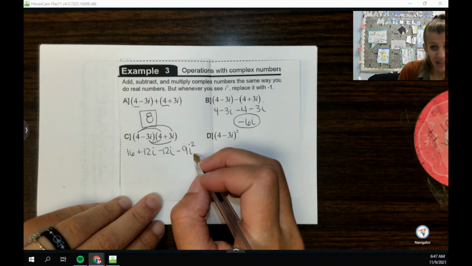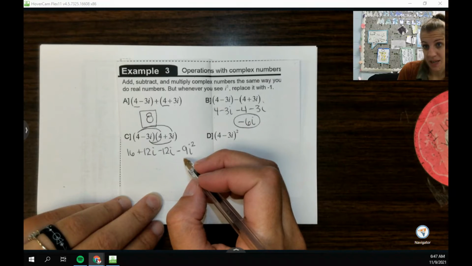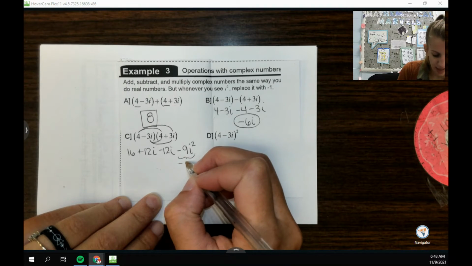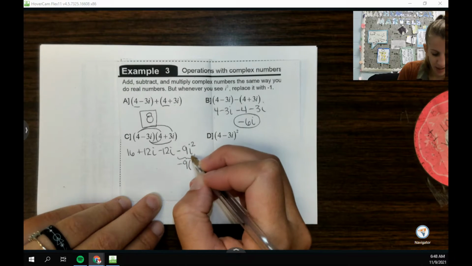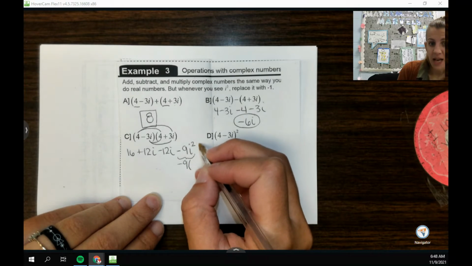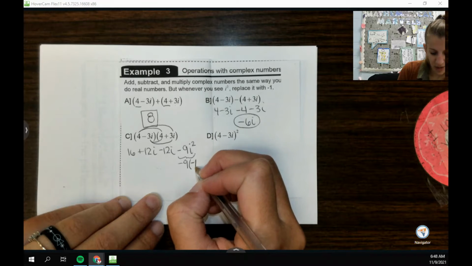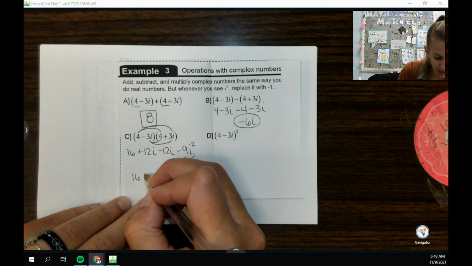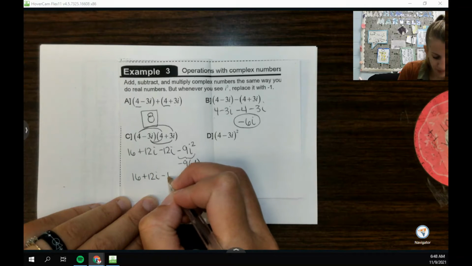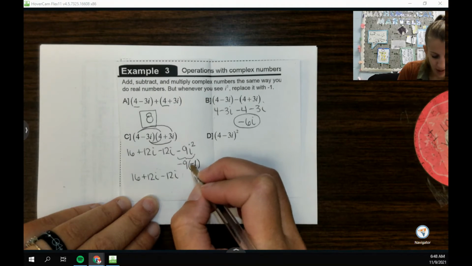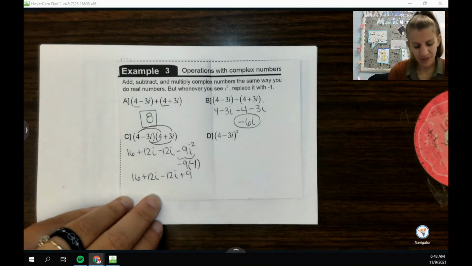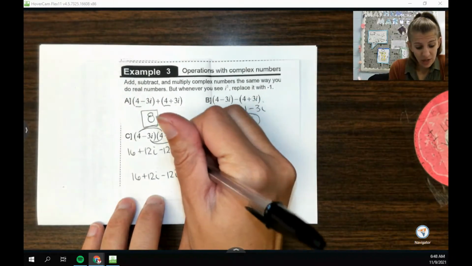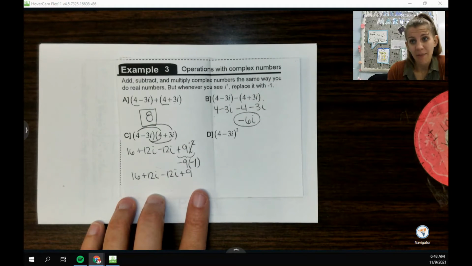So i squared is real. It's negative 1. So what happens right here is this negative 9i squared, the i squared gets replaced with negative 1 because that's what it's equal to. And so really what I end up having here is 16 plus 12i minus 12i plus 9. The way I like to think about it is the i squared just goes away and I change the sign right here. That's all that's going to happen.